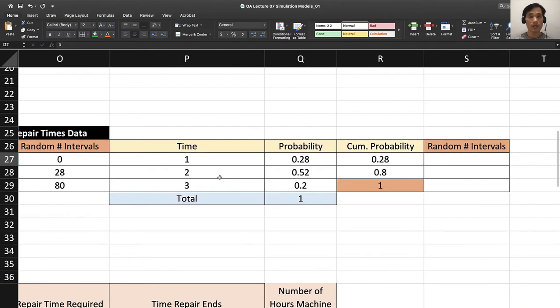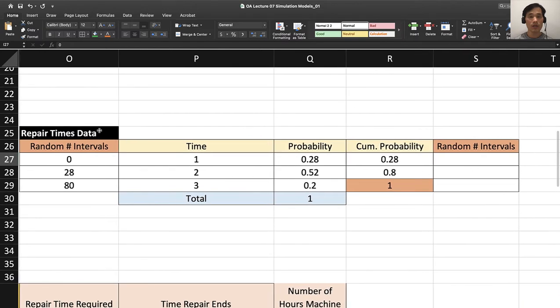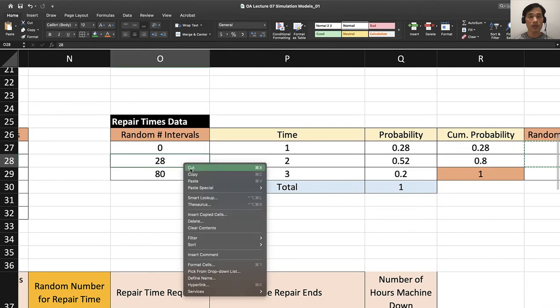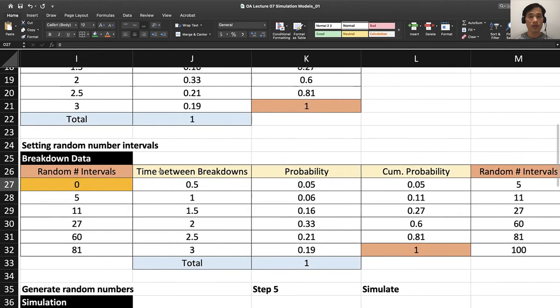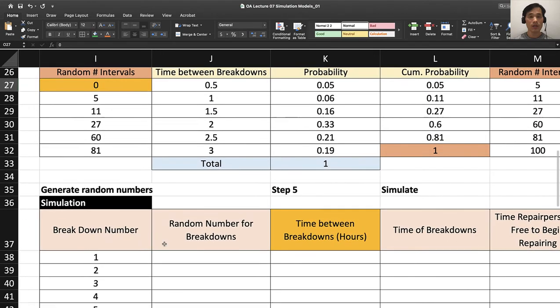The same goes for random intervals for repair times data. So equals 100 times 0.28, equals 0.8 times 100, and 1 times 100. Again, you have to copy this 28 and 80 and paste it, paste special and values, and then you start from 0. So then you have just created the random number intervals.